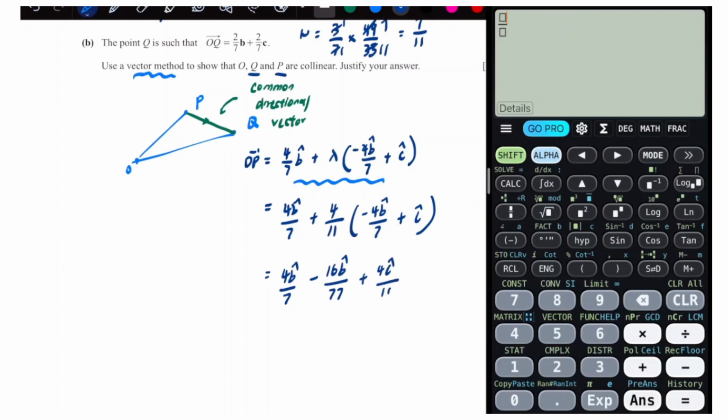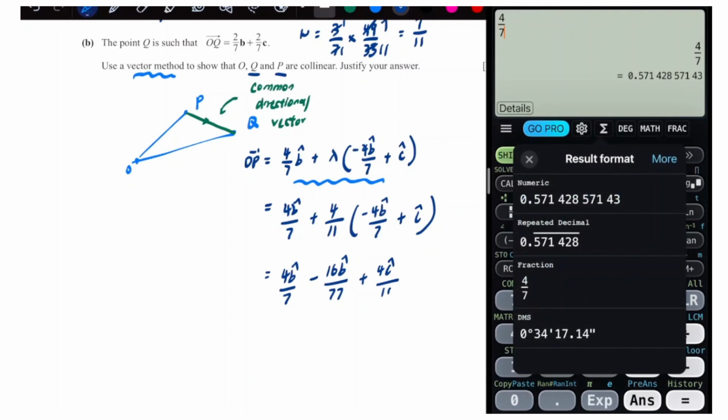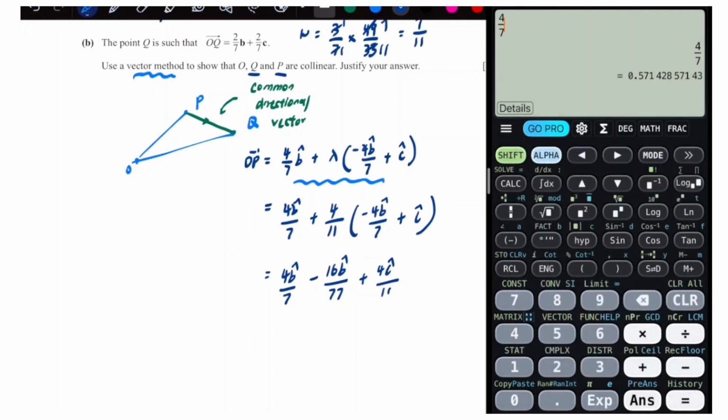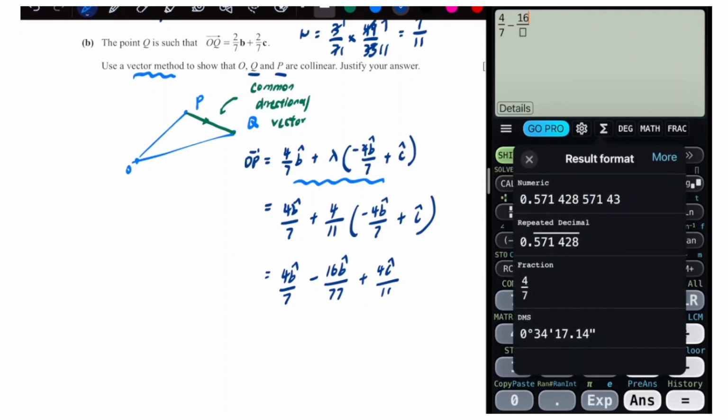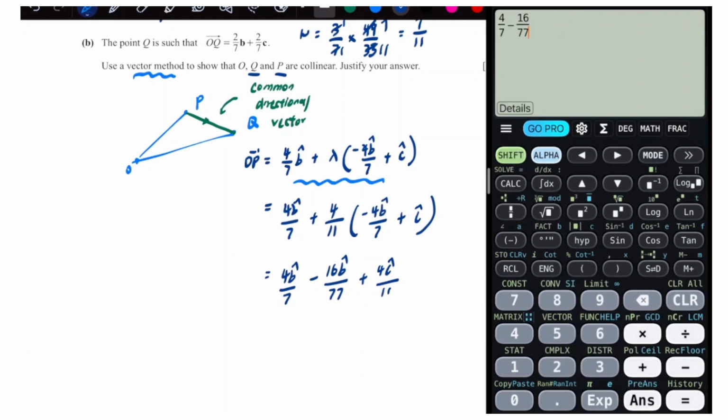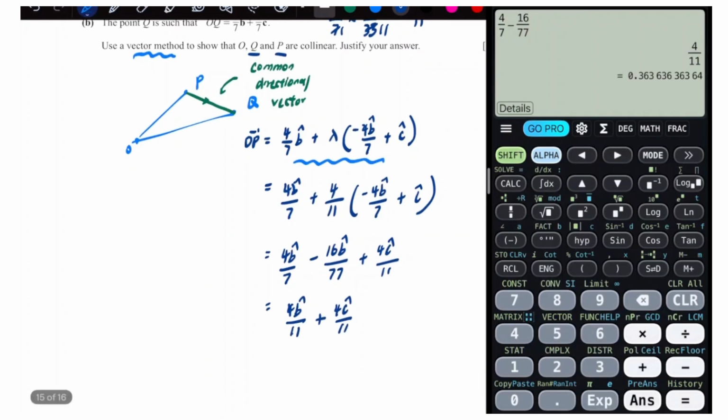Let's see, what do we have here? 4 over 7 minus 16 over 77. So I will get 4 B over 11 plus 4 C over 11. And then I can just factorize out the common factor, which is B plus C. There we go. This is what I mean by the common directional vector.